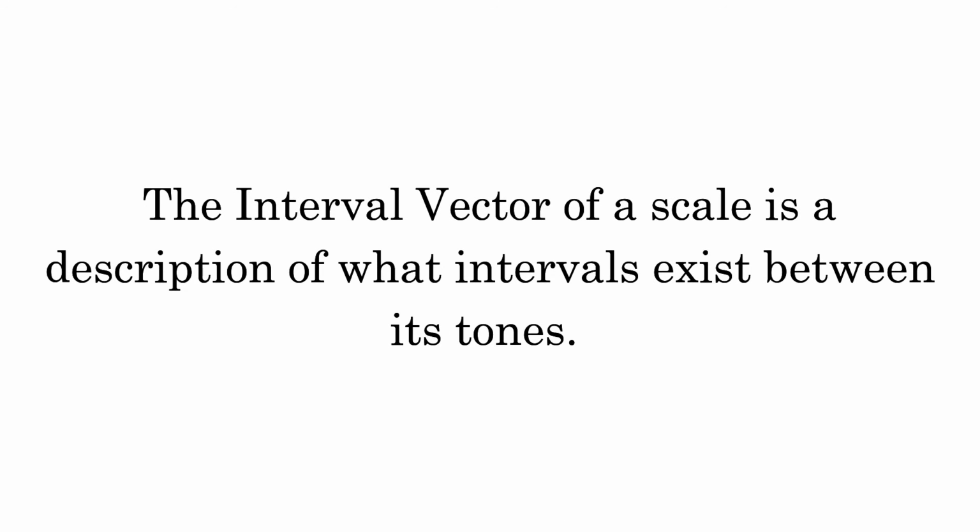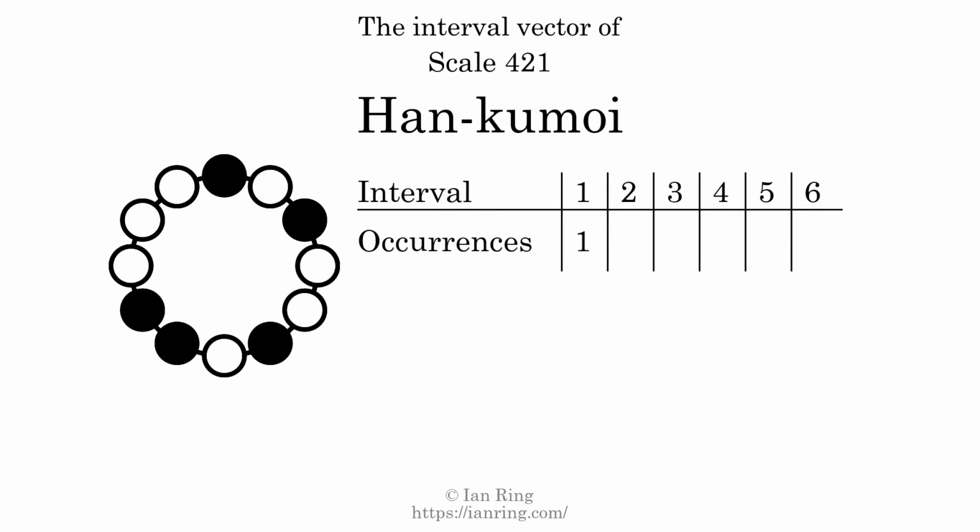The interval vector of a scale is a description of what intervals exist between its tones. There is one interval with a size of 1 semitone. It is here. There are 2 intervals with a size of 2 semitones. They are here and here. There are 2 intervals with a size of 3 semitones. They are here and here. There is one interval with a size of 4 semitones.